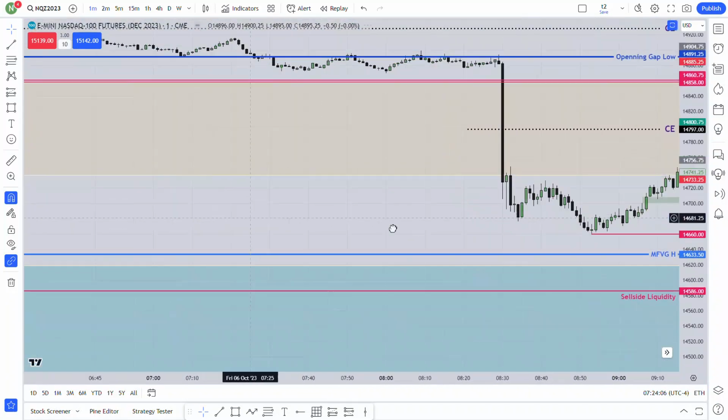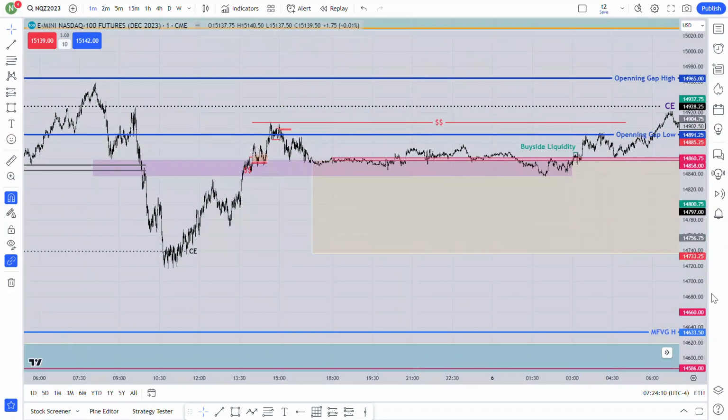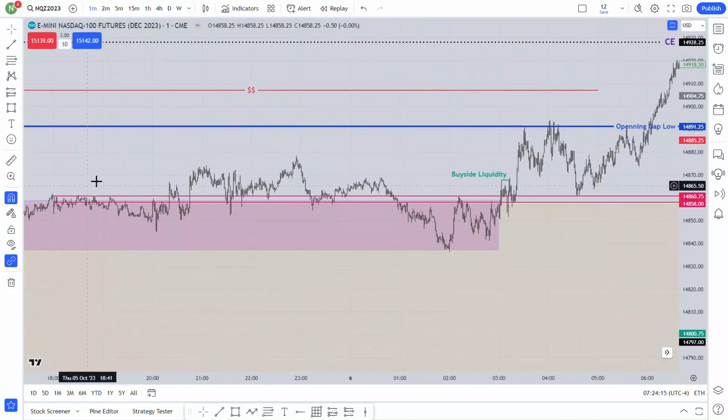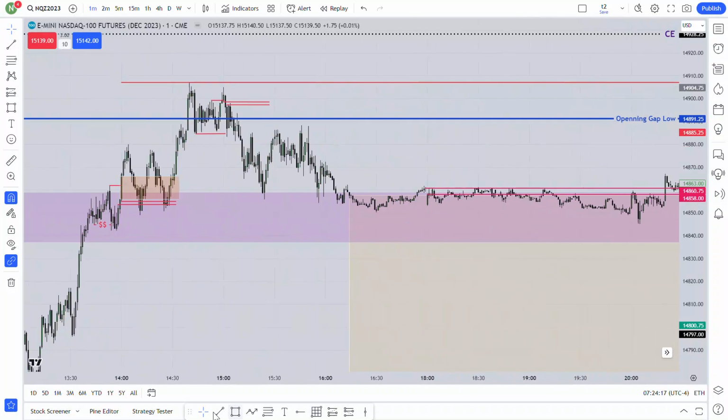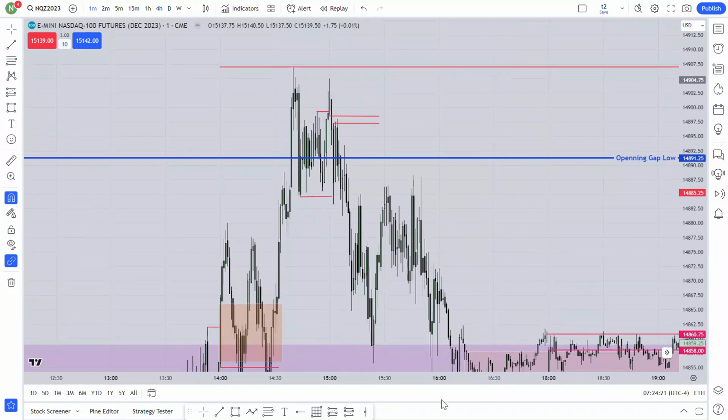I'm trying to find an example where I can show you the sell side, I mean the swing low. Okay, just let me find it. I hope I will get it in here. Yeah, I got it maybe.